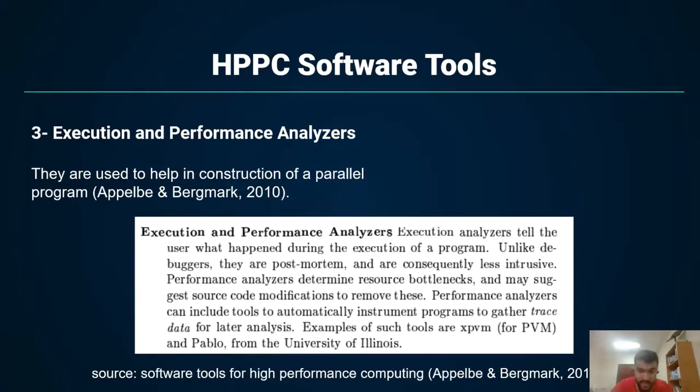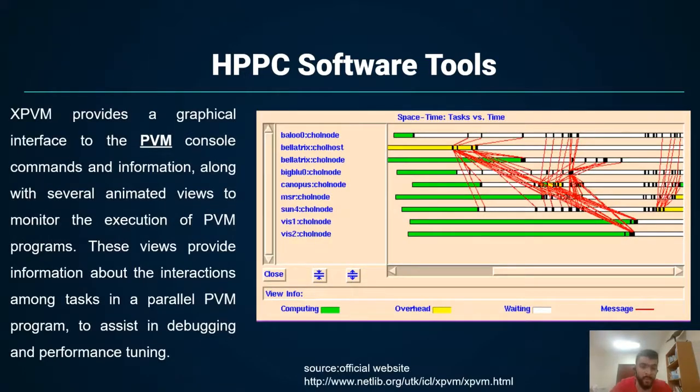An example of these tools is XPVM, which is a performance analyzer for the PVM platform. It provides you a graphical interface for the PVM console commands and information, along with several animated views. These animated views help you identify where the bottlenecks happen, and where the delays are that make your program not execute as it is supposed to. So these are some good tools for you to have during your work to achieve a parallel task. As you can see, this is how the report looks.